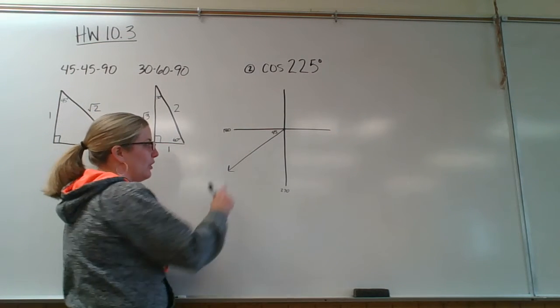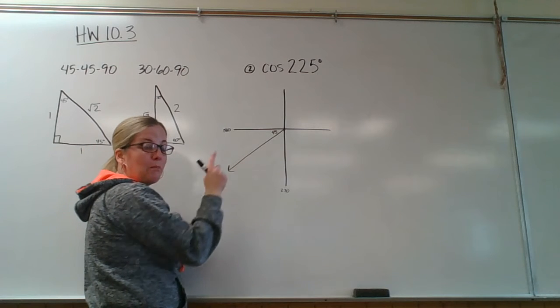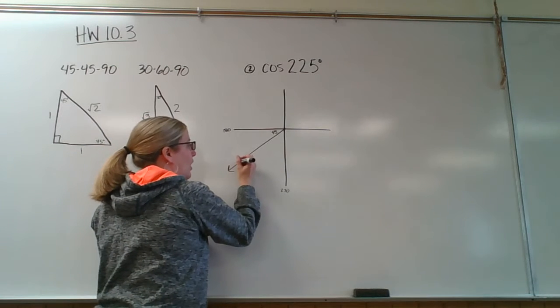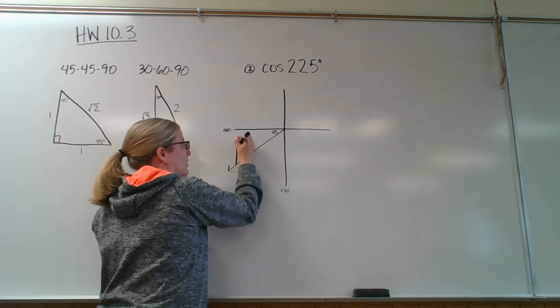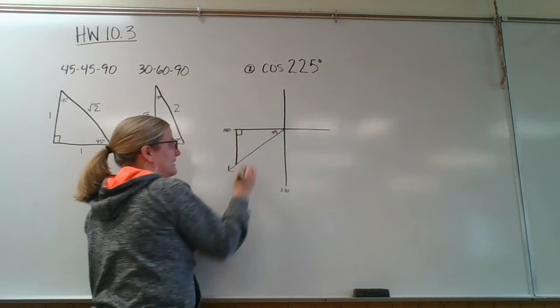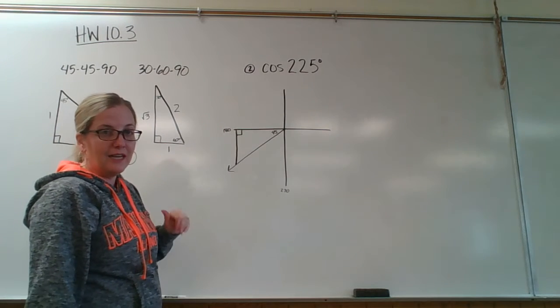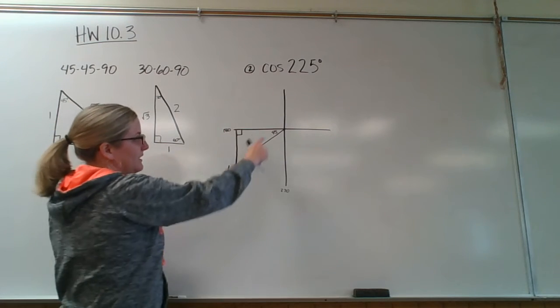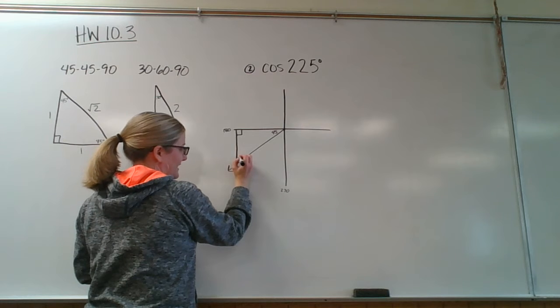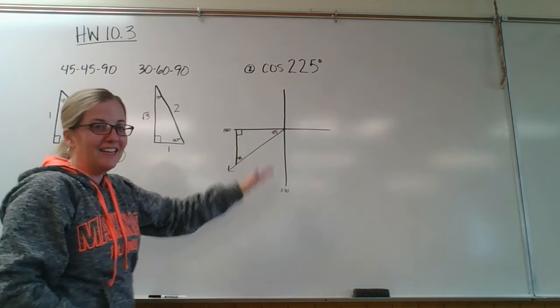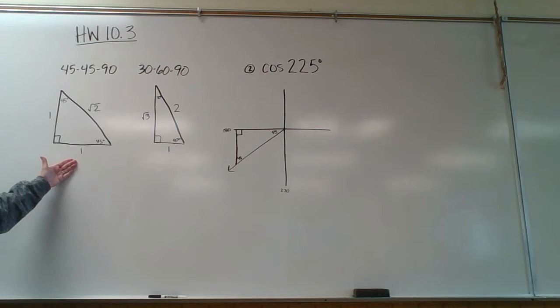It's very specific. You go from your terminal side perpendicular to the x-axis. So you always go from the angle and drop it perpendicular to the x-axis. That creates my right angle perpendicular to the x-axis. Okay, so notice if that's 45, then what? This is 45, creating the 45, 45, 90 triangle.